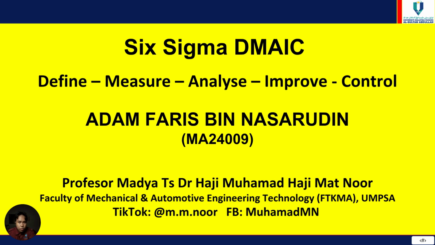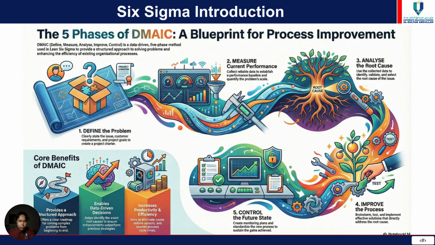So today I'm going to present an introduction about Six Sigma and its main five phases, which is DMAIC. So what is DMAIC? DMAIC stands for Define, Measure, Analyze, Improve, and Control. Okay, so here is the infographic about the five main phases of DMAIC. It follows first by Define.